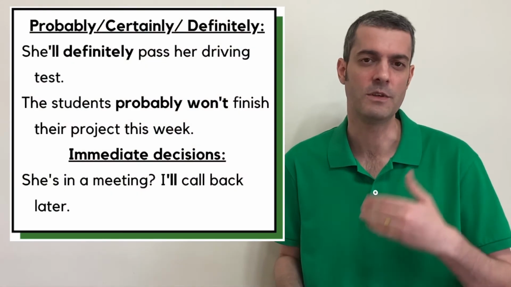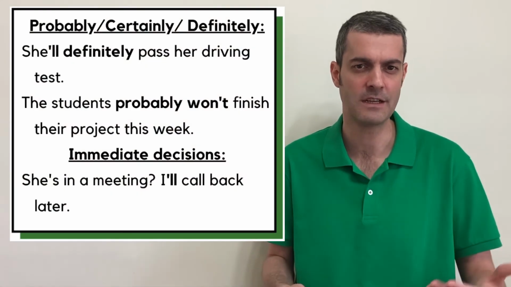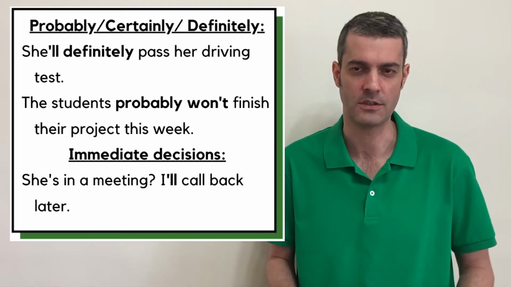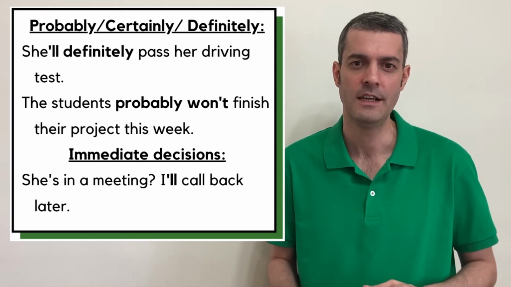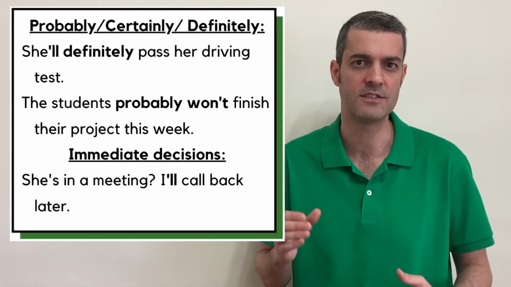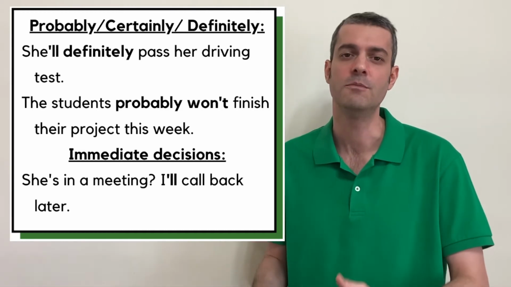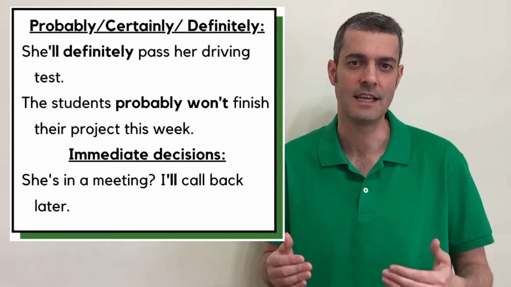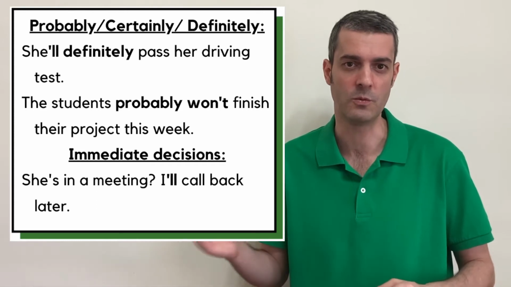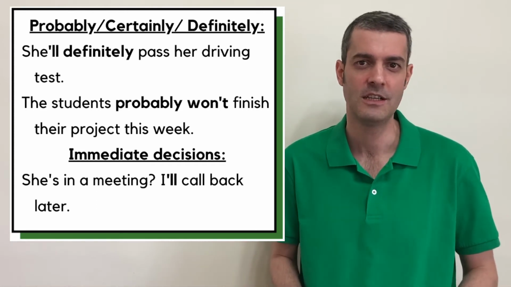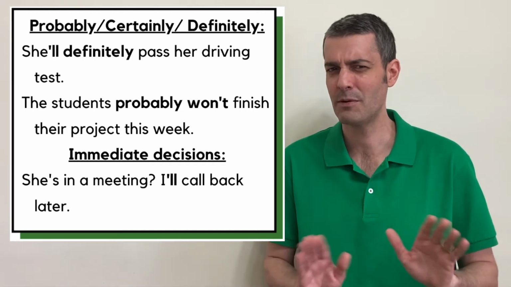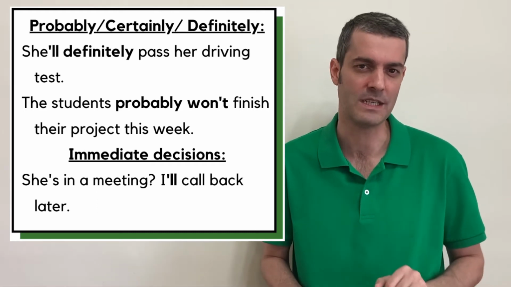We can use will with probably, certainly, and definitely to talk about how certain we are something is going to happen in the future. Now take a look at the word order here. If we are using a positive sentence, probably, certainly, or definitely comes after will, but if it's a negative sentence, then probably, certainly, and definitely comes before won't or will not. So 2 examples are, she'll definitely pass her driving test, and the students probably won't finish their project this week.